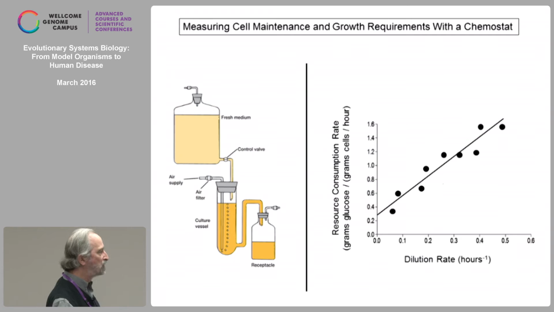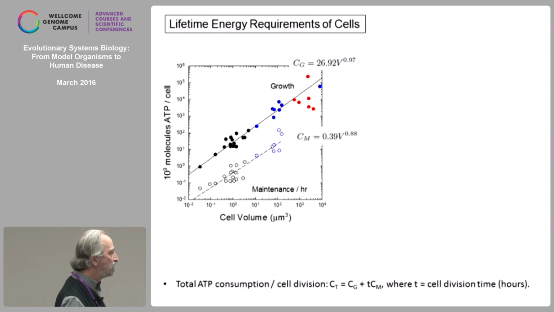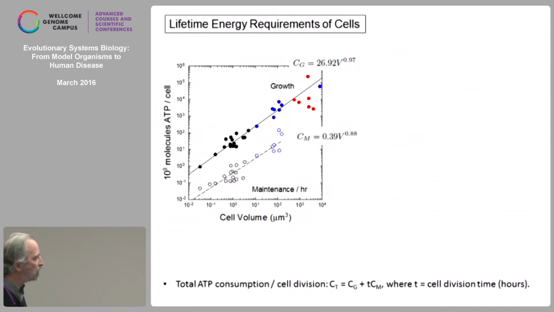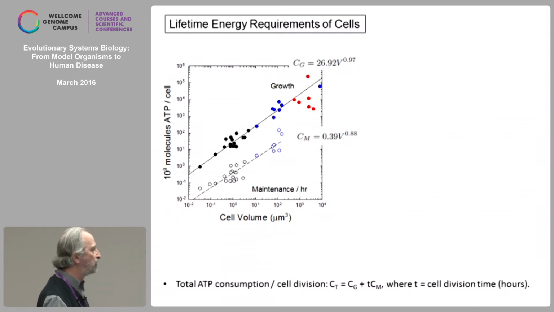The slope of this line then gives you a measure of the amount of ATP required to build the infrastructure for a new cell. So I'll be talking about both these levels of cost. One's per unit time, the maintenance, and the other is just the amount of total ATP to build a new baby cell. And I've summarized data here for about 20 or 30 different species.